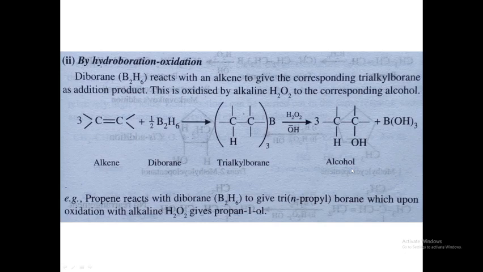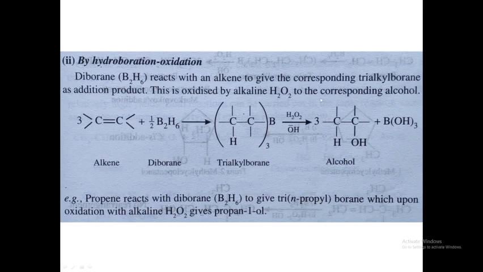Next reaction is by hydroboration oxidation reaction. Hydroboration reaction. So likewise, when we use diborane or borane, we can synthesize alcohol. Okay, so here diborane reacts with an alkene to give the corresponding trialkyl borane as addition product. This is oxidized by alkaline hydrogen peroxide to the corresponding alcohol.